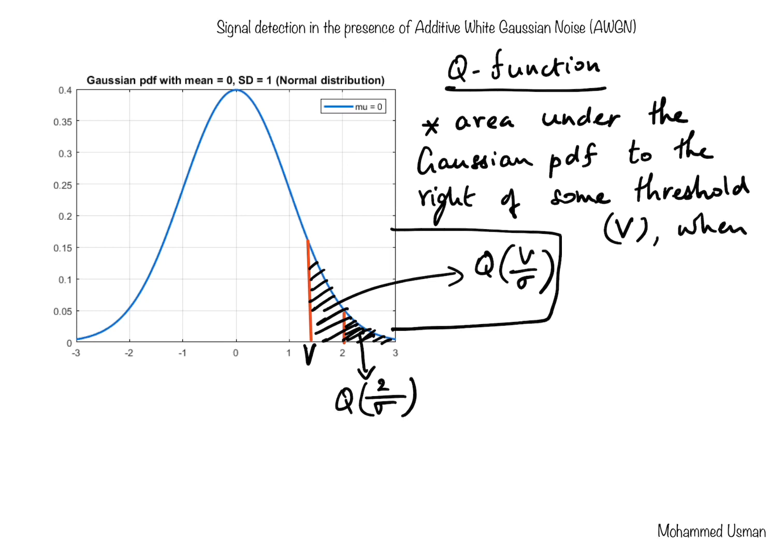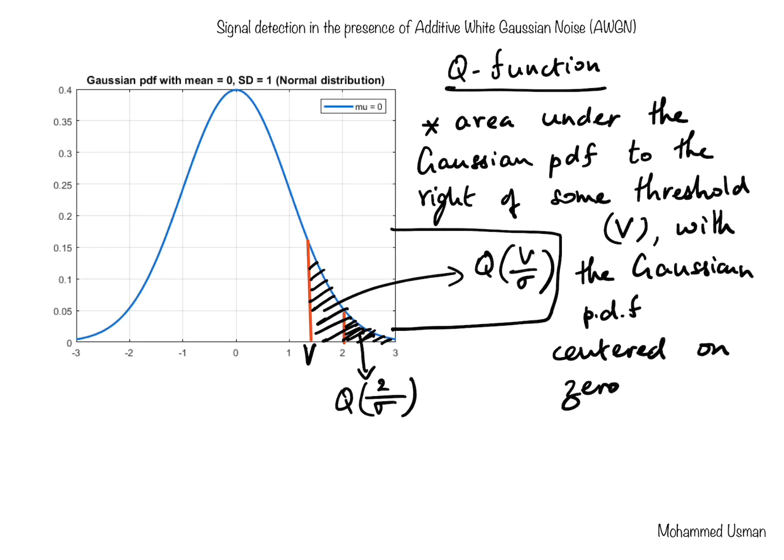Or not when, let me rephrase that, with the Gaussian PDF centered on 0. So it has to be centered on 0.